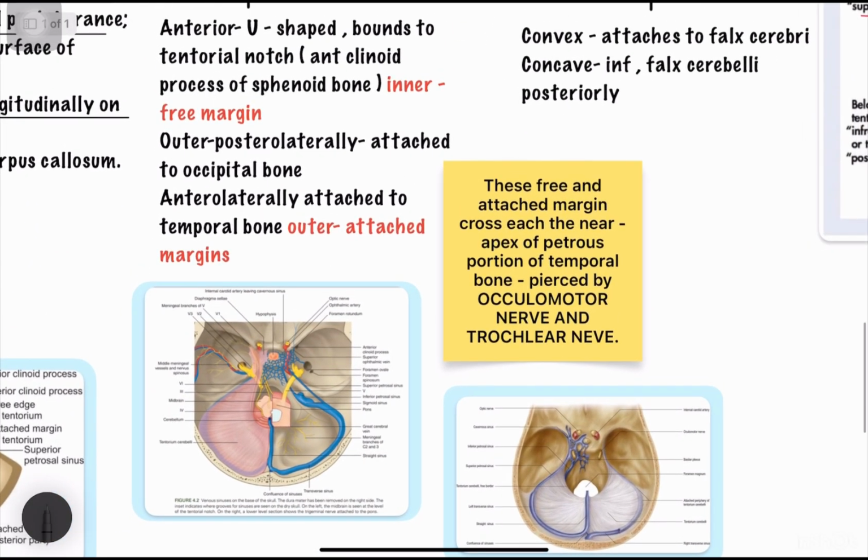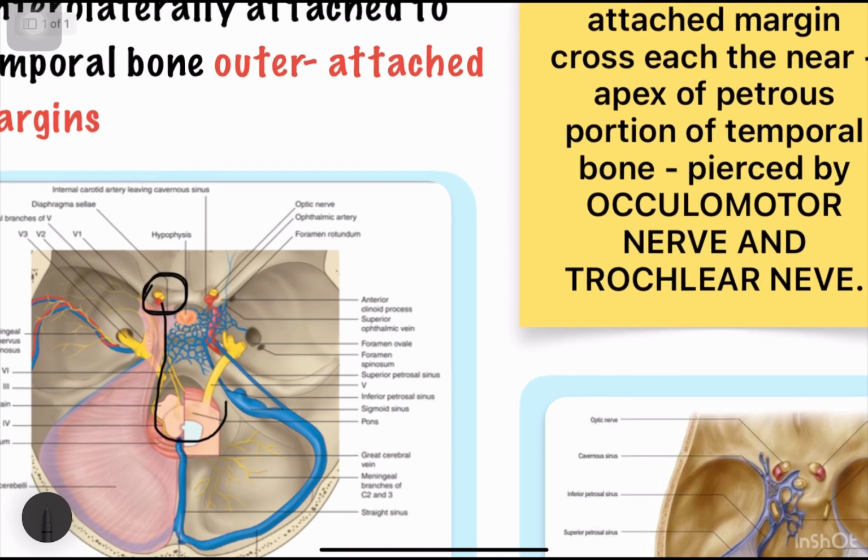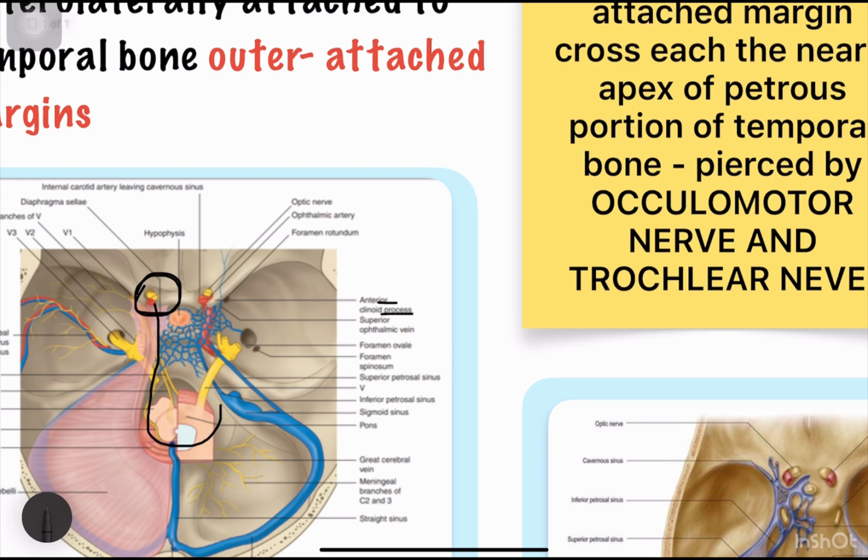Anteriorly it has a U-shaped region, and its anterior attachment is seen at the anterior clinoid process of the sphenoid bone. It's more clear over here. This is the anterior clinoid process of the sphenoid bone. So it starts from here, the tentorium cerebelli. Its anterior border is free. It has no attachments, and it is U in shape.